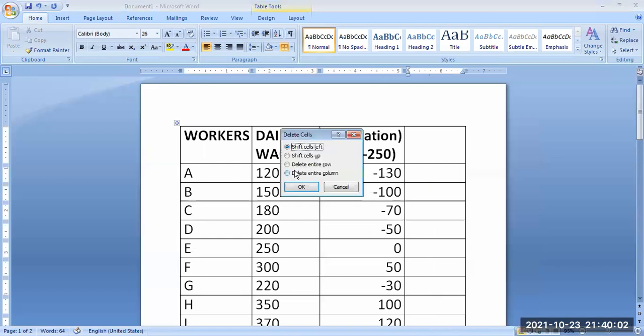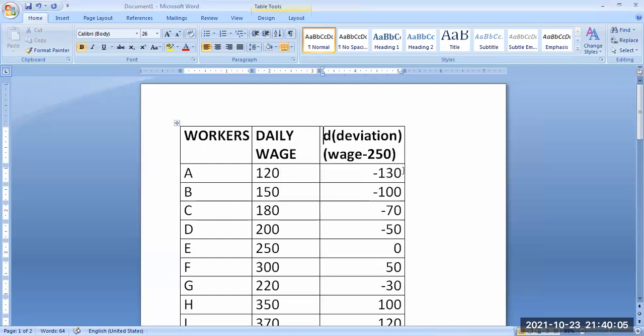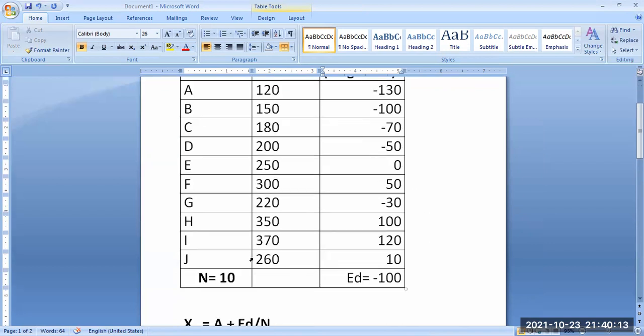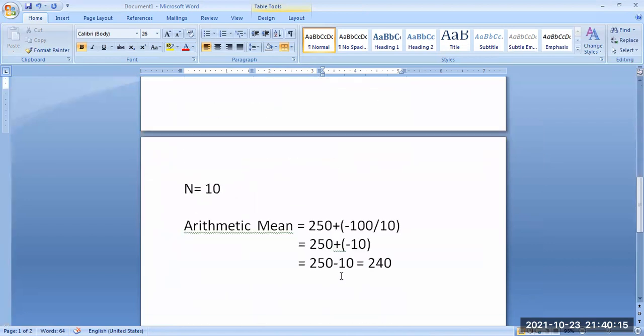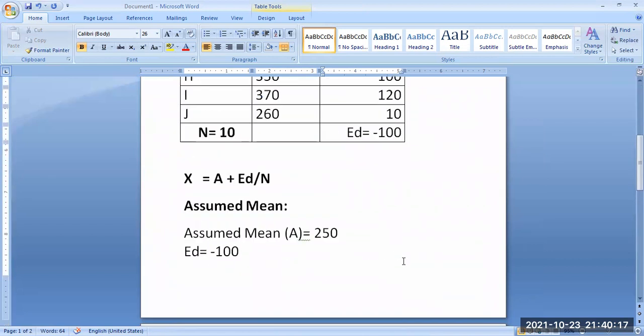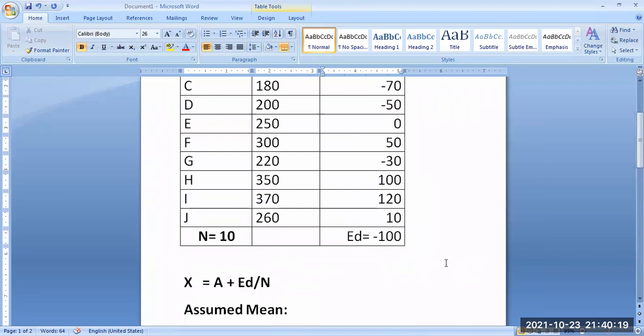This is an individual series they gave directly, so we will go to continuous series next. Delete cells, this is not required. I thought the problem was in a continuous series, but it is not; they give an individual series only. So in individual series we have done the direct method as well as the assumed mean method.